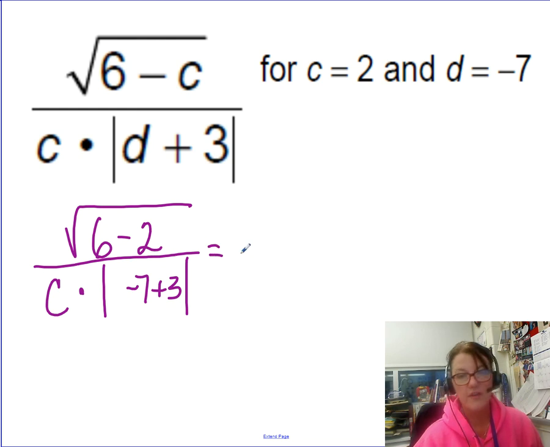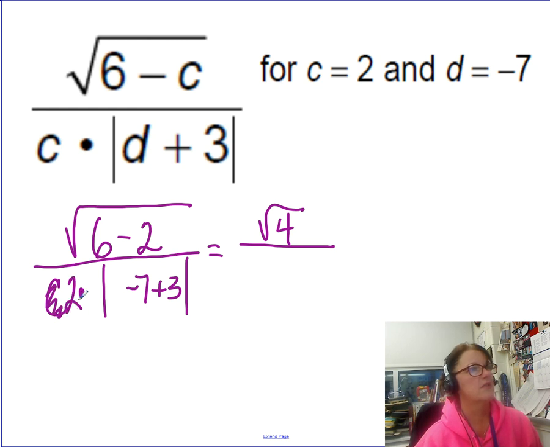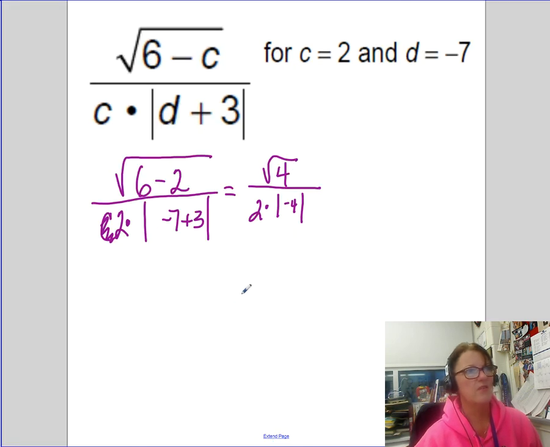All right. Giant fraction again. Just do the numerator and denominator separately. That's the square root of 4. Oops, I forgot to put a 2 in for C. So this is a 2 times the absolute value of this numerical expression, which is negative 4. Slow down and just do one thing at a time. My numerator is going to simply be 2. My denominator is 2 times the absolute value of negative 4 becomes 4.